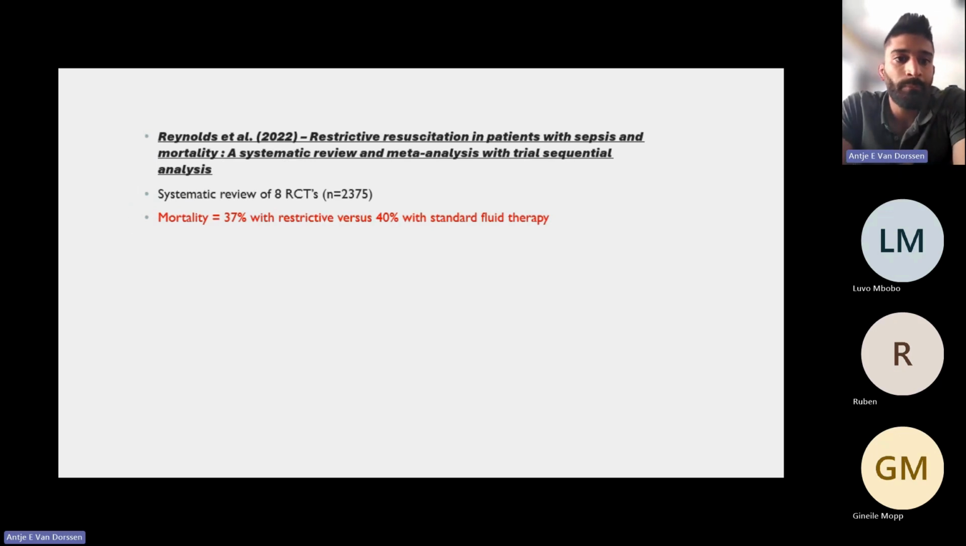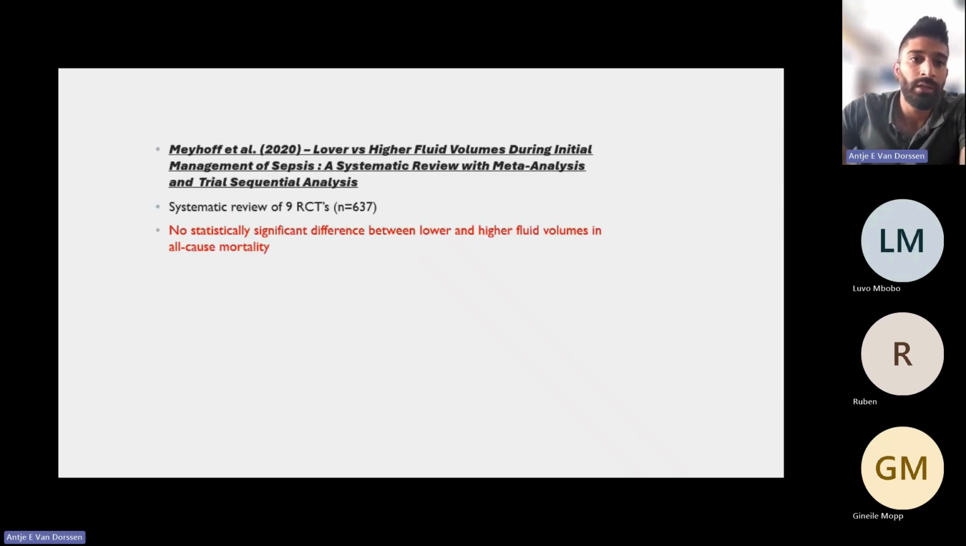So this was one of the systematic reviews done. This was done in 2022. It actually contained 8 randomized controlled trials and a total of about 2,300 patients. And again, the mortality showed that there was a 37% mortality with the restrictive versus a 40% mortality in standard fluid therapy, therefore not showing much difference again.